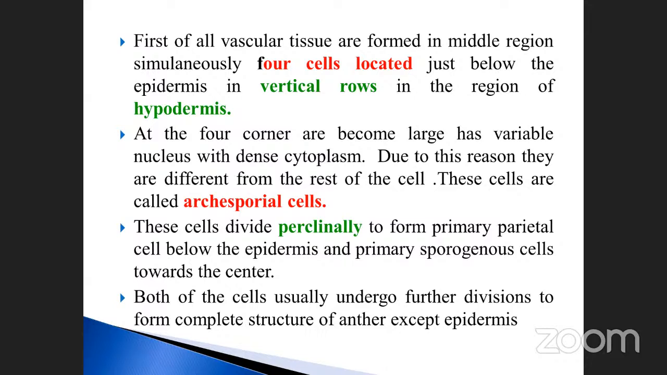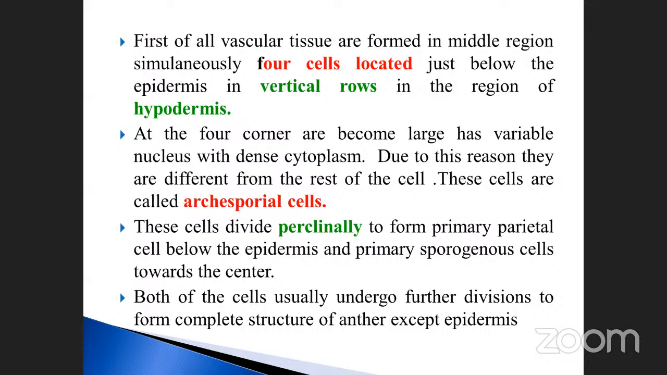Which one is modified into, which one is undifferentiated into a microspore? Okay, you will see. At the four corners the cells become large, with a variable nucleus and dense cytoplasm. Already we discussed these things. Due to this reason, they are different from the rest of the cells. These four cells are different from the rest of the cells. That's why these cells are called archesporial cells. The epidermis does not come under the archesporial cells. That is very, very important.